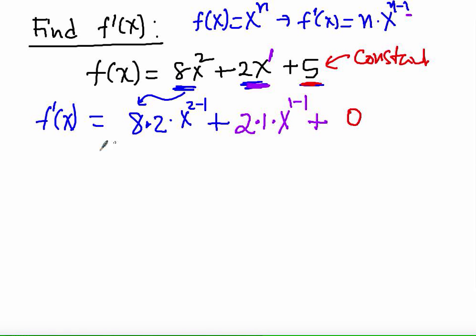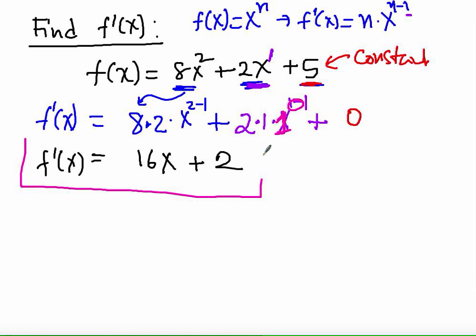So f prime of x will then be 8 times 2 is 16, x to the power of 2 take away 1 is 1, so 16x, plus 2 times 1 is 2, and then we have x to the power of 1 minus 1, which is x to the power of 0, which is 1. So now we have 2 multiplied by 1 multiplied by 1, which is 2. So the derivative function is 16x plus 2. We say the derivative of this function is this one.